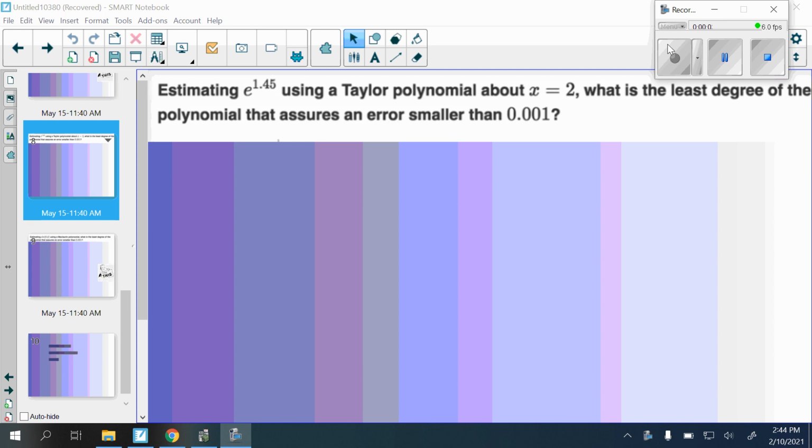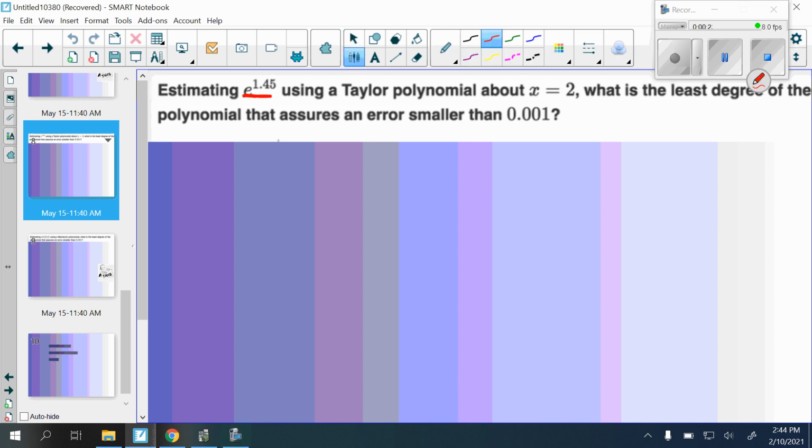Okay, in this example, they said estimate e to the 1.45 power using a Taylor polynomial about x equals 2. What's the least degree of the polynomial that assures an error smaller than 0.001? Okay, so some things we need to be able to draw out of this one.